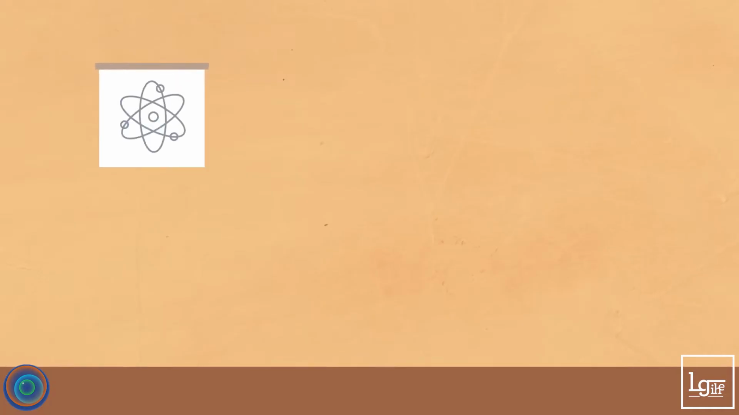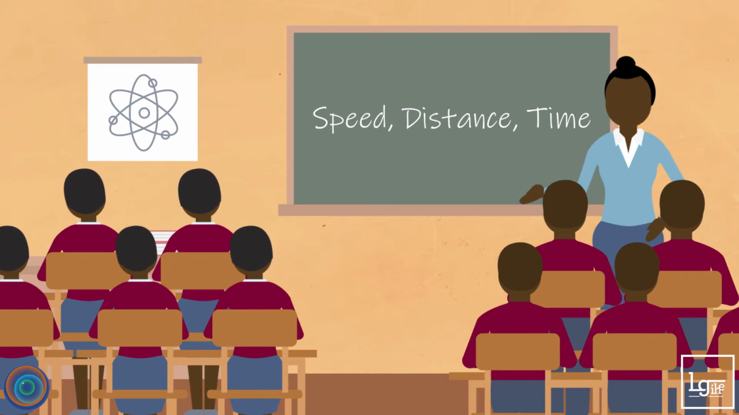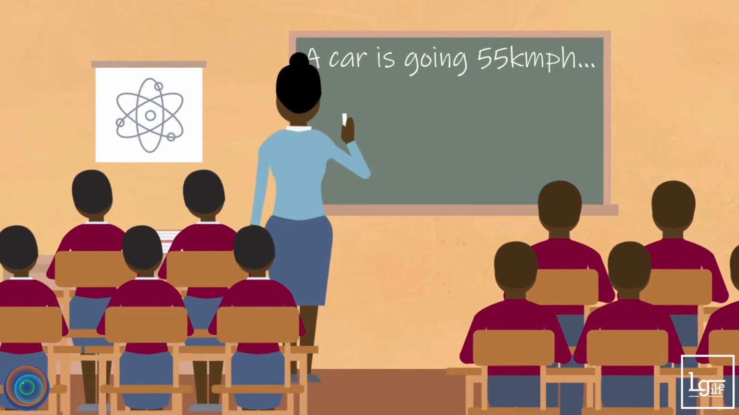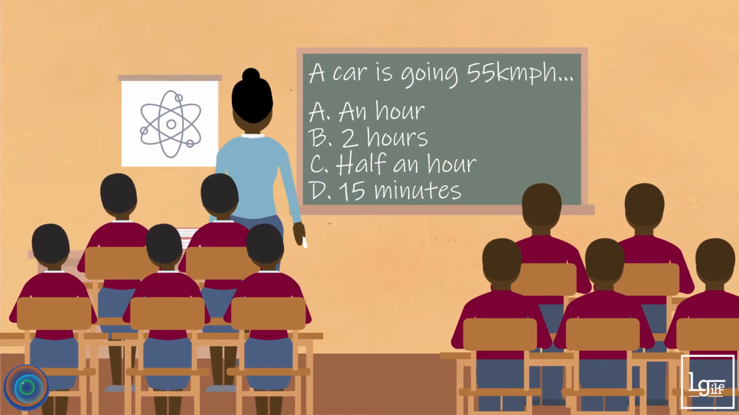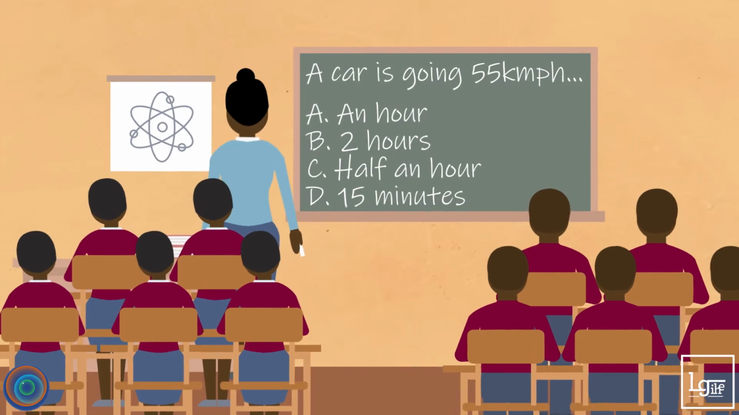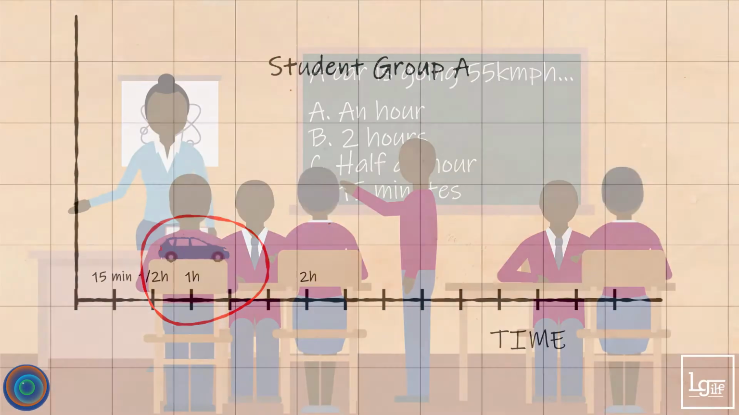Joyce enters the physics classroom. Today, she will be talking about speed, distance, and time. She starts with writing the problem of the day. A car is going at 55 kilometers per hour and asks students to draw a diagram indicating where the car will be after specific time intervals.